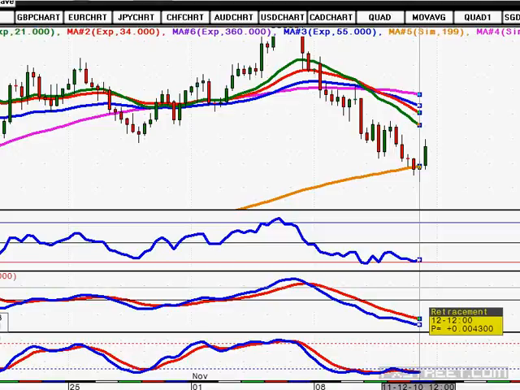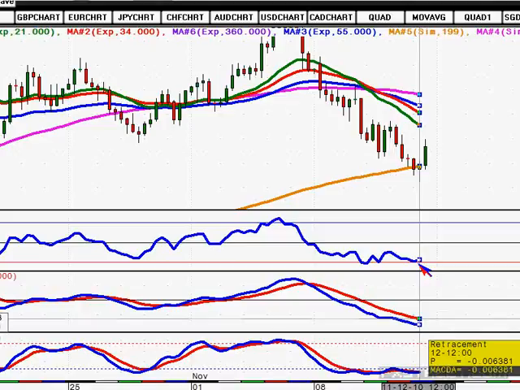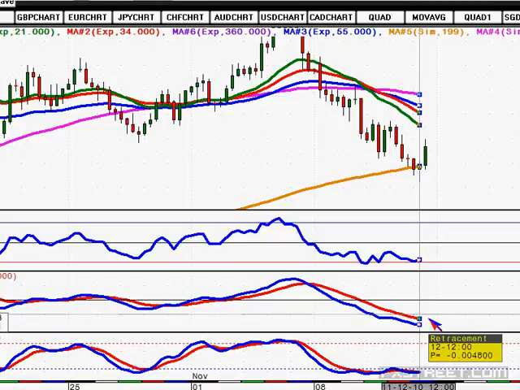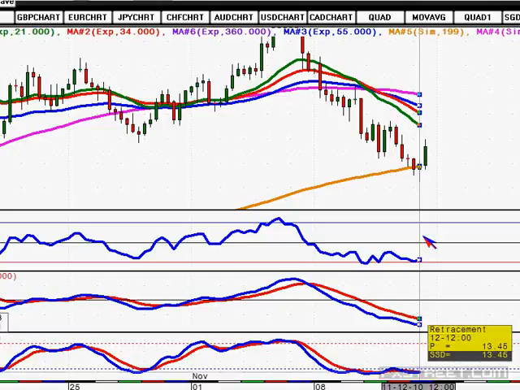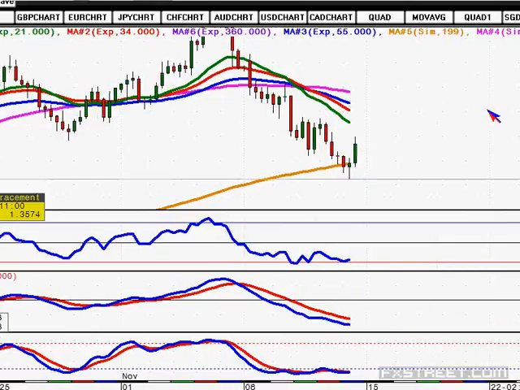Coming back to this. When we look at our oscillators, our RSI is oversold. MACD has still not given us a confirmation of a reversal. Our stochastic is also oversold. So overall, this is what the 6-hour chart is giving me.